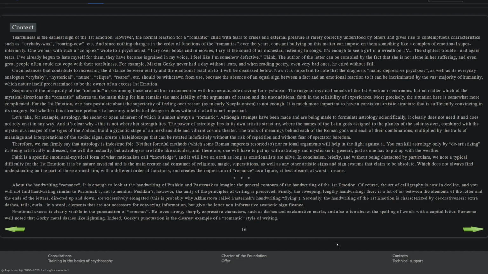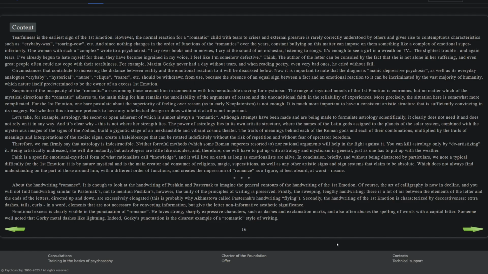All right. About the handwriting of the Romantic. It is enough to look at the handwriting of Pushkin and Pasternak to imagine the general contours of the handwriting of the first emotion. Of course, the art of calligraphy is now in decline, and you will not find handwriting similar to Pasternak's, not to mention Pushkin's. However, the unity of the principles of writing is preserved.